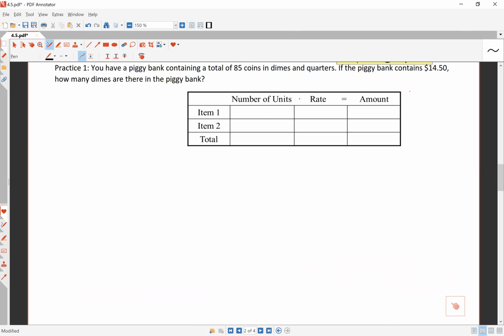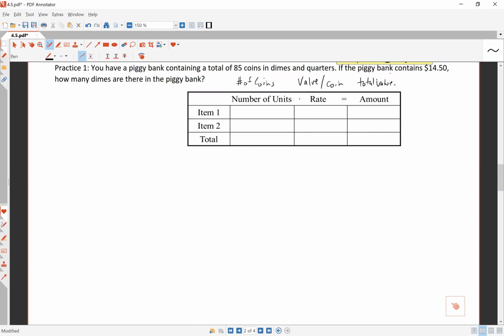This leads me to your practice problem. I encourage you to press pause on your video and work this out and come back when you're ready to see the solution. It's dimes and quarters, so your rates are the value for one coin times the number of coins equals the total value. So please press pause on your video and come back when you're ready to see the solution.